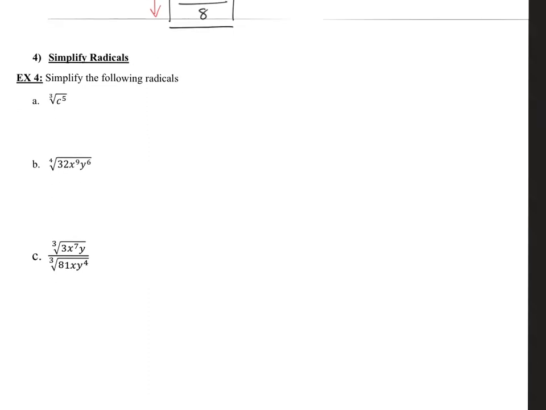Okay, so next we're looking at simplifying radicals. For example 4, we're going to simplify the following radicals. Let's see, so for part A, we have c to the 5th inside a cube root. What I'm going to do is see what I can take out here. Let me just go ahead and expand what's inside here. This is c 5 times.